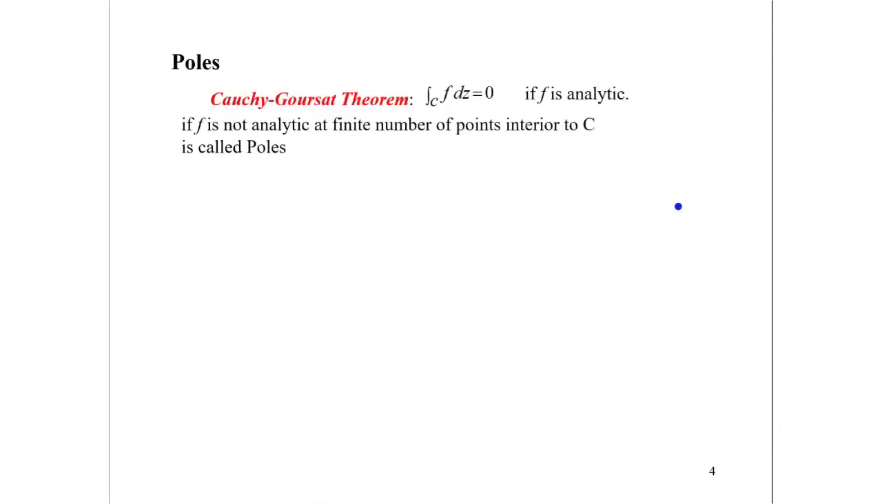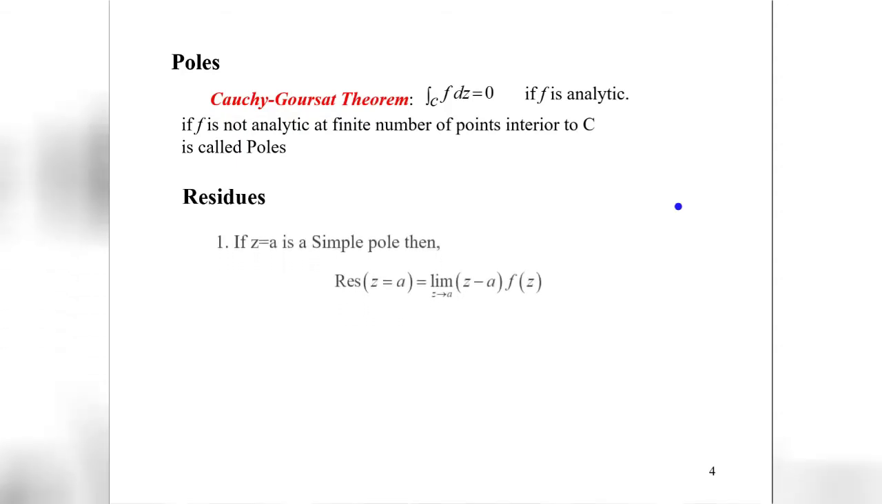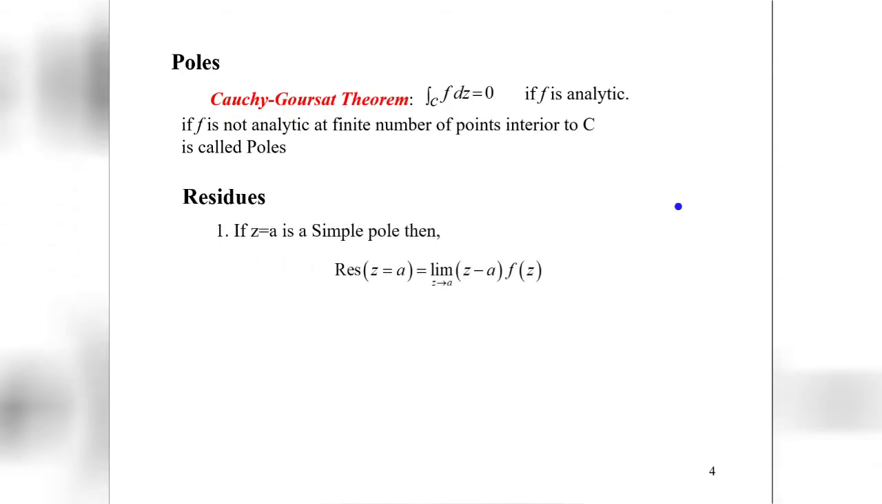First one is poles. By Cauchy's theorem, the integral over C of f dz equals 0 if f is analytic. If f is not analytic at a finite number of points which all lie inside C, these are said to be poles or singular points. Residues. We have three ways to find residues, depending upon their nature.